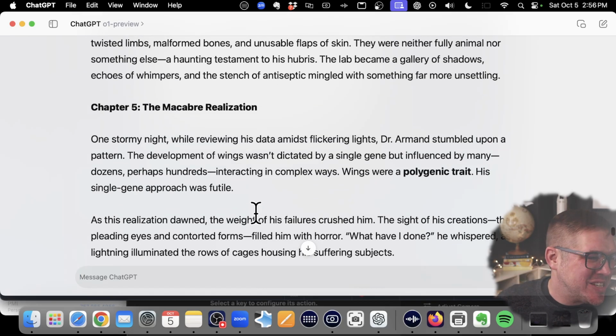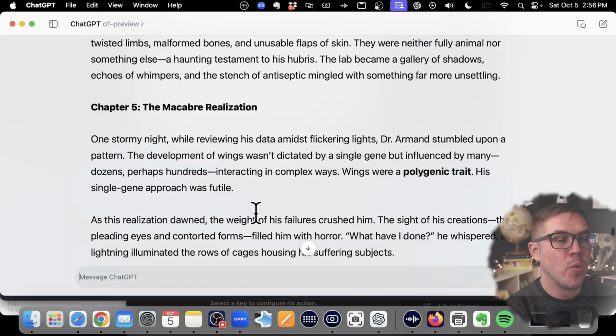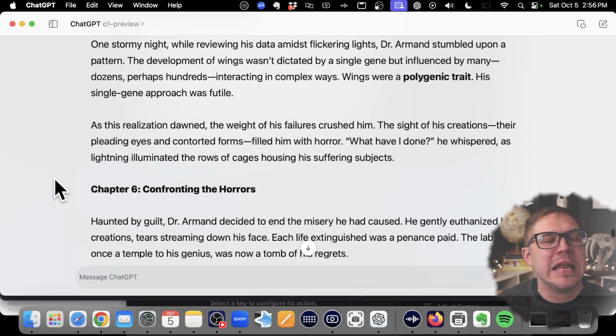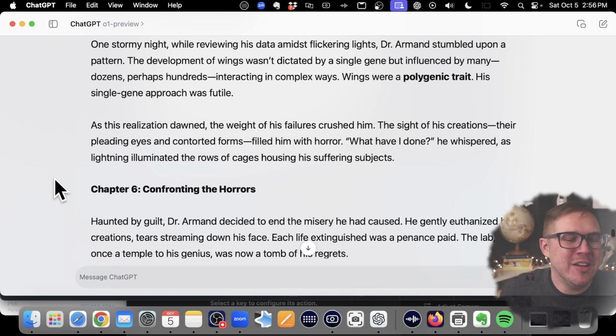One stormy night, while reviewing his data amidst flickering lights, Dr. Armand stumbled upon a pattern. The development of wings wasn't dictated by a single gene, but influenced by many, dozens, perhaps hundreds, interacting in complex ways. True. Wings were a polygenic trait. His single gene approach was futile. As this realization dawned, the weight of his failures crushed him. The sight of his creations, their pleading eyes and contorted forms, filled him with horror. "What have I done?" he whispered, as lightning illuminated the rows of cages housing his suffering subjects.